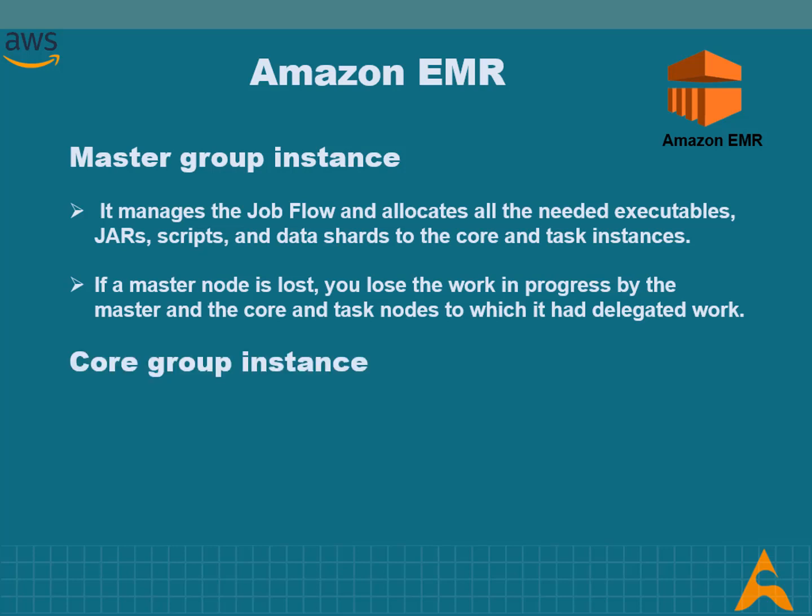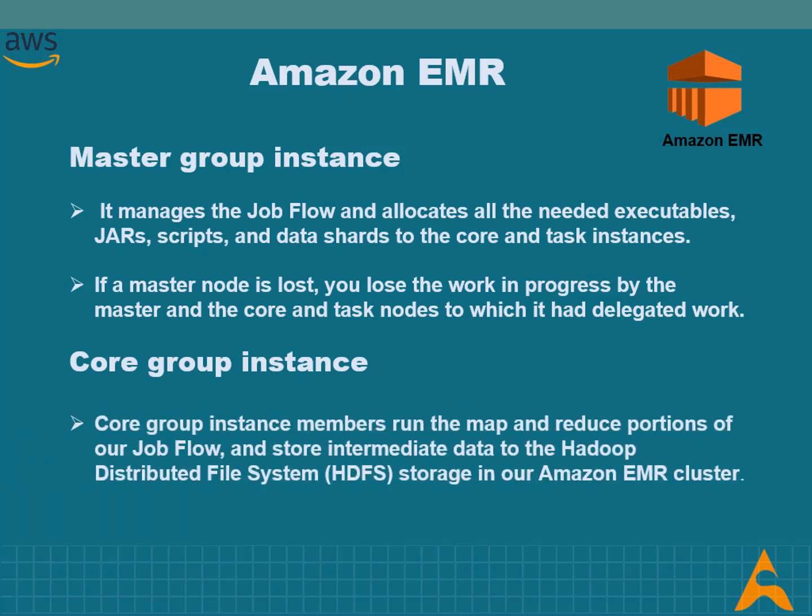Further, core group instance members run the map and reduce portions of our job flow and store intermediate data to the Hadoop Distributed File System storage in our Amazon EMR cluster. The master node manages the task and data delegated to the core and task nodes. Due to the HDFS storage aspects of core nodes, a loss of a core node will result in data loss and possible failure of the complete job flow. The core group runs tasks and maintains the data retained in the Amazon EMR cluster. A loss of a core group node may cause data loss and job flow failure.